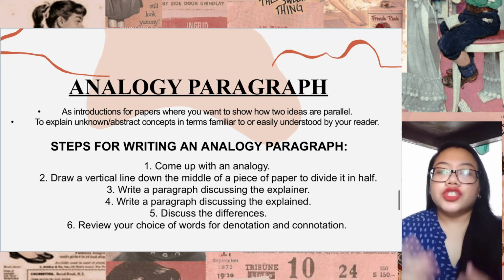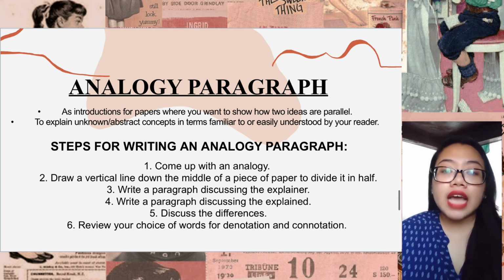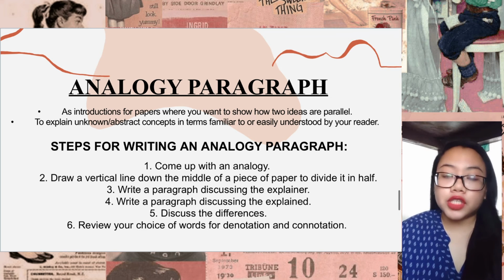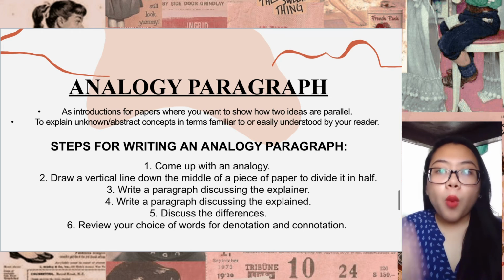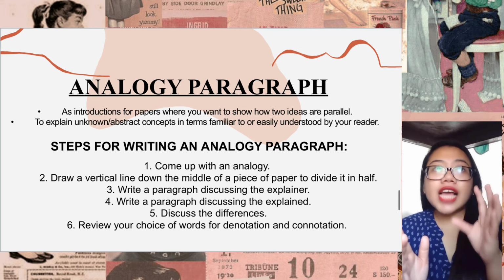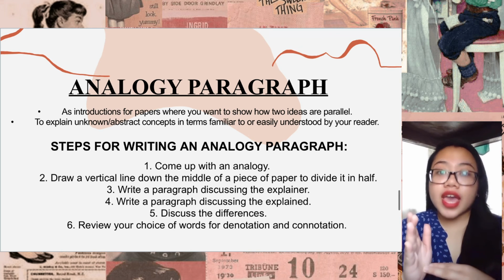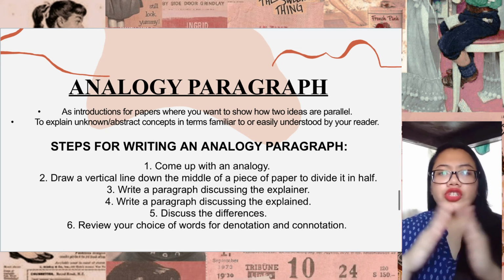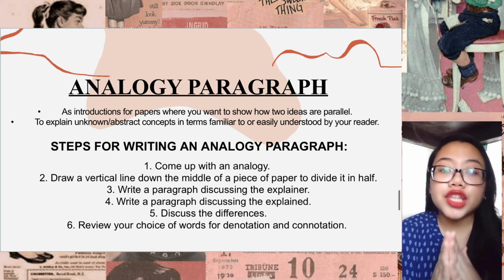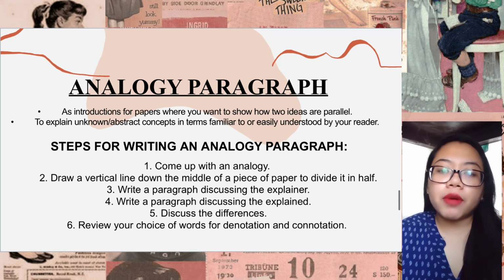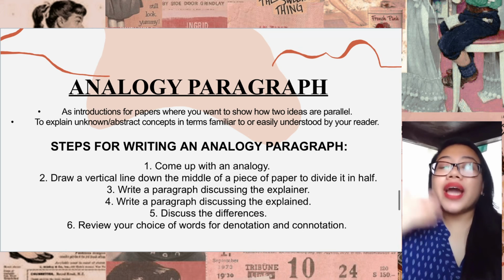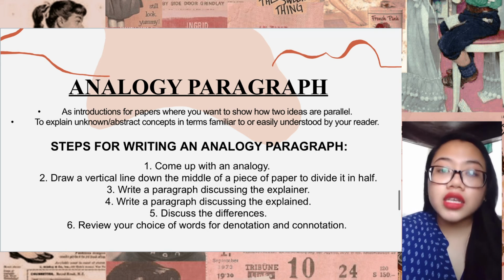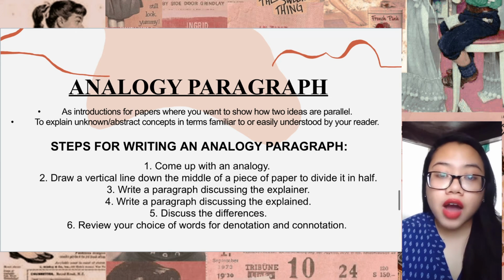Second step, draw a vertical line down the middle of a piece of paper to divide it in half. On one half, write the characteristics of the explainer, while the other half is for the explain. Then try to match up the characteristics. For example, training wheels might be similar to having lots of supervision when you are young.